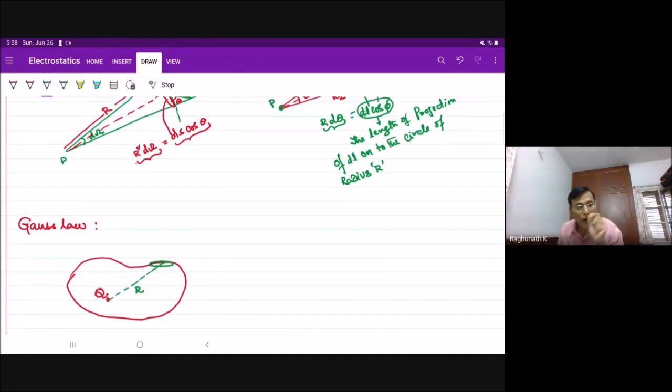I considered a small elementary surface of area ds on the closed surface at a distance r from the point charge. Now, E bar at this point, because of the point charge, in that direction is Q by 4 pi epsilon r squared. And D bar is along this direction, given by Q by 4 pi r squared. Do you agree? D bar is in that direction.